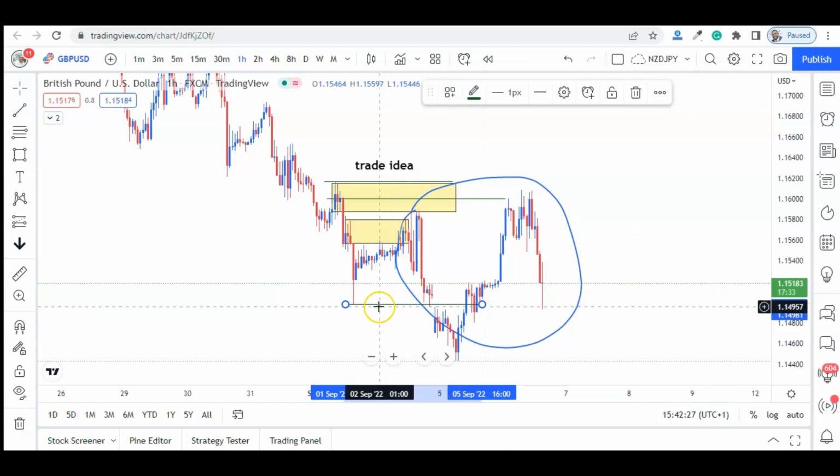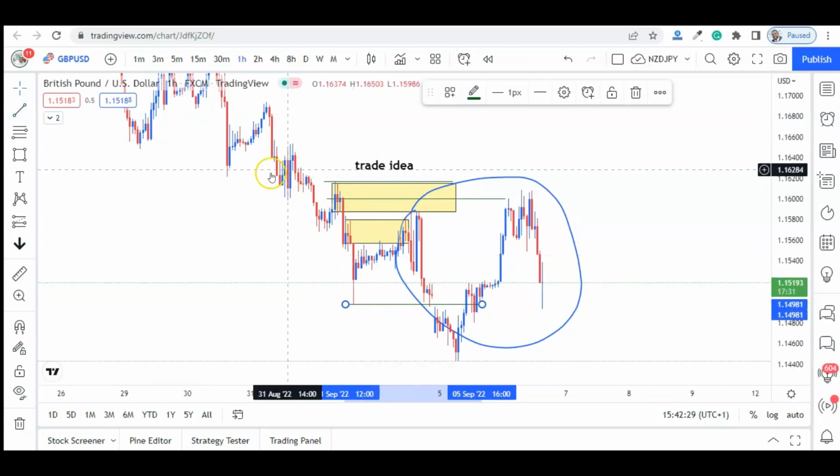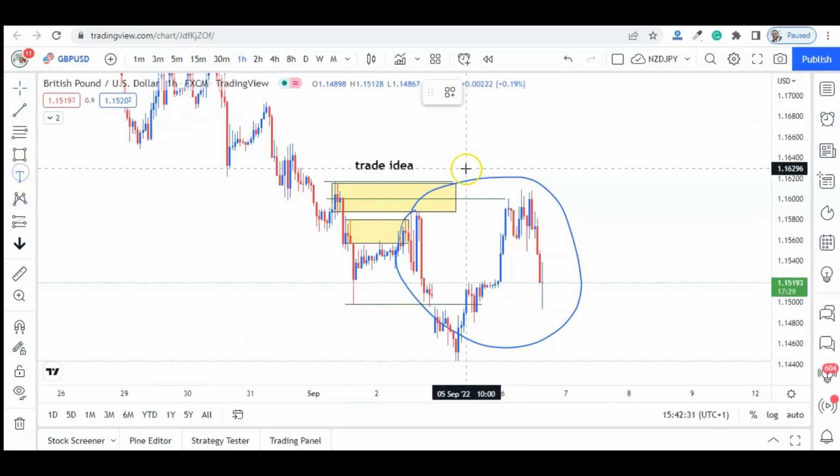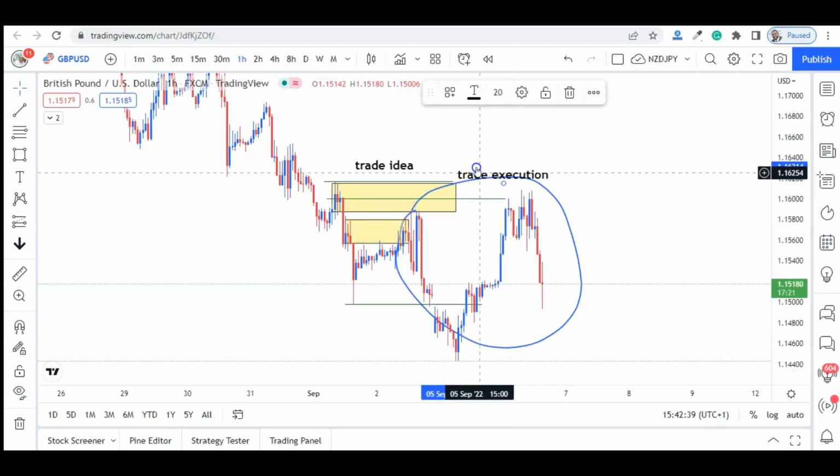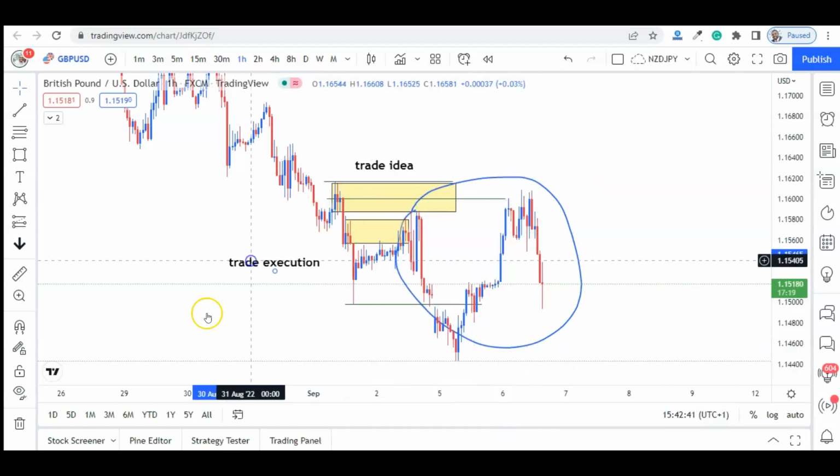Okay, this was the take profit. Know how to execute, trade execution. Have a trade idea and also know how to execute that trade. That's the most important thing.